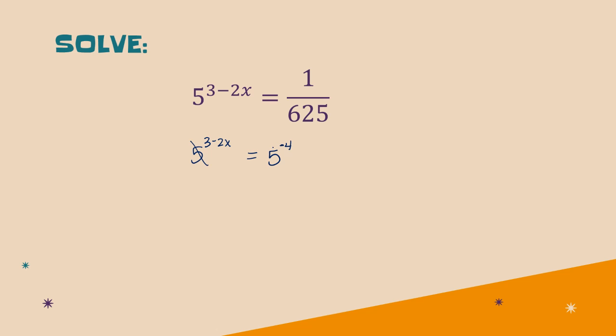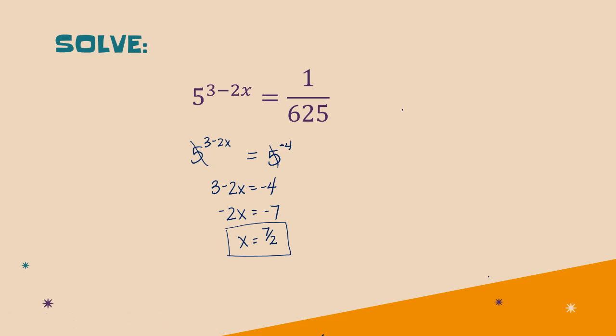My bases are the same, so they cancel. And I'm going to solve the exponents that are left. I'm going to start by subtracting 3 from both sides. And then I'm going to divide by negative 2. And a negative divided by a negative, remember, is a positive. So I get x equals 7 halves.